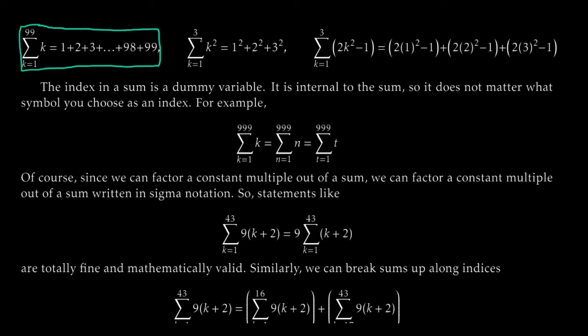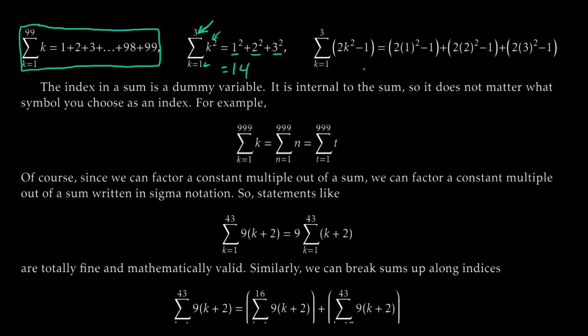For example, we could take the sum from k equals 1 to 3 of k squared. That is, starting at 1, we get 1 squared plus 2 squared plus 3 squared, and now we've hit our upper limit, and we can stop. So that ends up being 1 squared is 1, 2 squared is 4, 3 squared is 9, so that's 1 plus 4 plus 9, that's like 14.